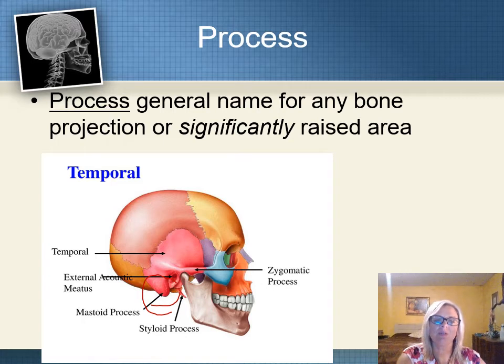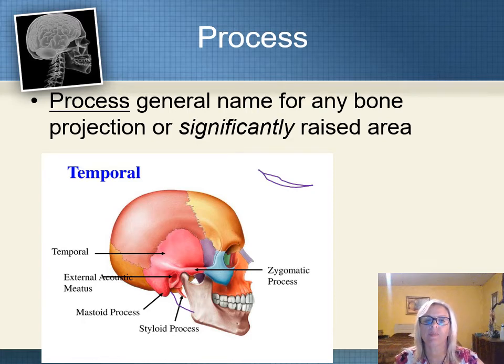Let me erase that so you can see behind there is the styloid process, and it's almost like a little hook shaped like that coming off of the bone. And then the zygomatic process. And when we look at this sphenoid bone, you can see that this portion of the bone sticks way out. So a process is usually something that's really pointing out.